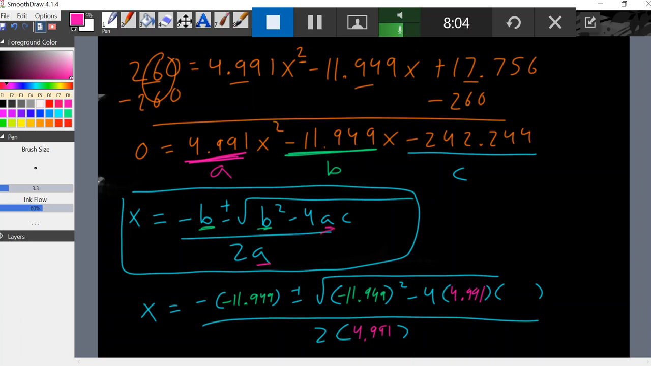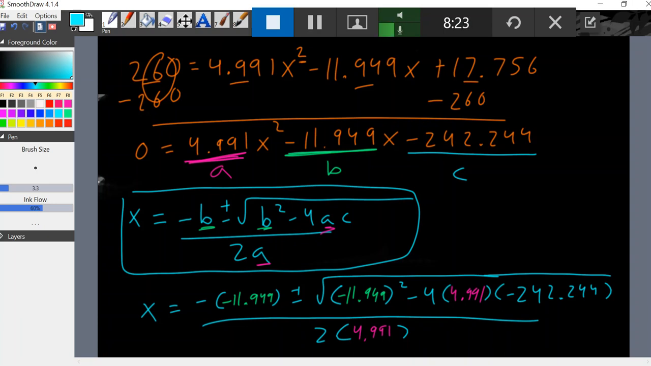And lastly, this C color, which I have in blue, and you know what, I need a little bit more space for that. This C color that I have in blue will be minus 242.244. And so we have that.